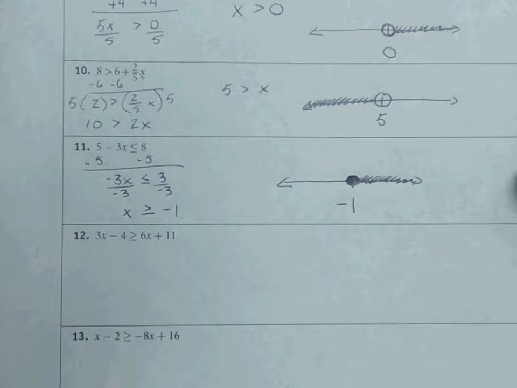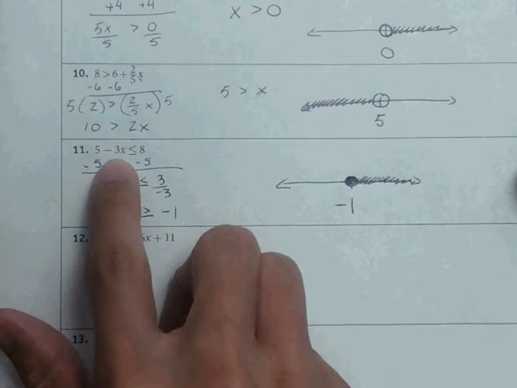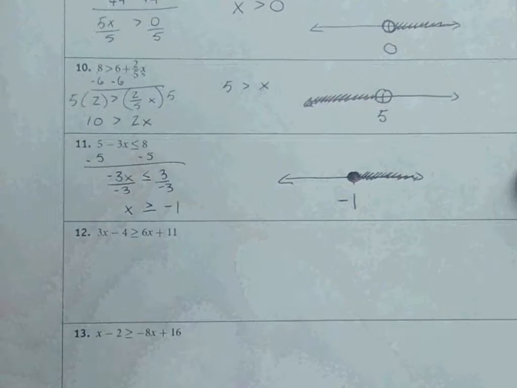So, of course, I'm going to pick my favorite number. I'm probably going to pick 0 because 0 is a number that's very easy to make work. So let's plug in 0. Alright, that'll be 5 minus 0 is less than or equal to 8. And I definitely think that that would work out for me. So I think that's a good answer, right?